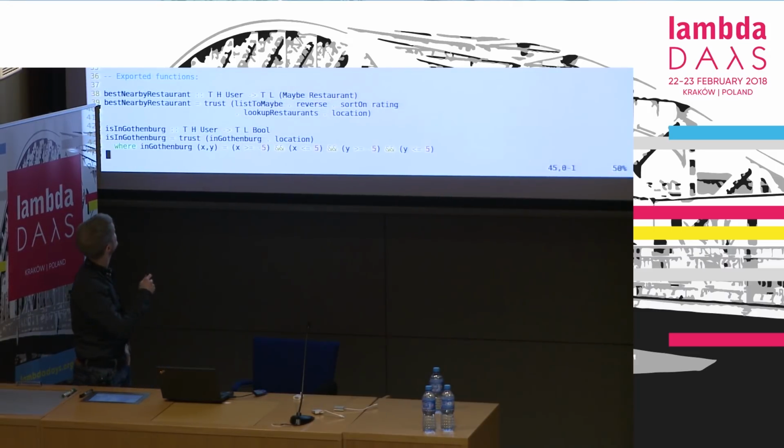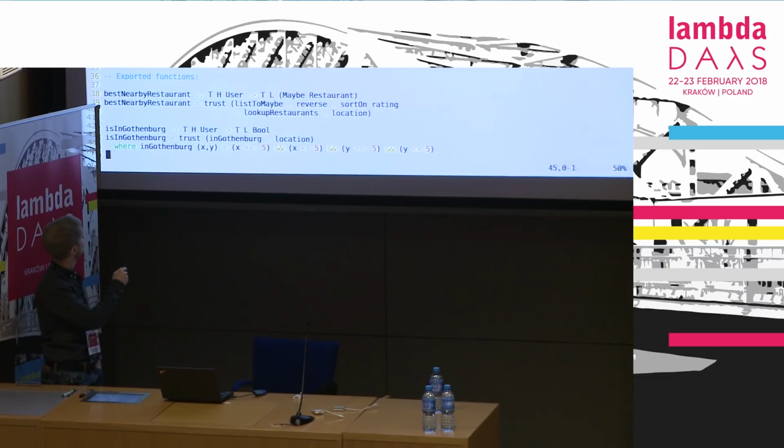So we have a location type, which is just a pair of integers. We have a type representing restaurants, and they have names, they have coordinates, which are these location things, and they have ratings, which is just an integer. We have some user. The idea is kind of a restaurant-finding app. So you have restaurants and you have users, and we know their location and we know how old they are. We can look up restaurants, and these are restaurants in Gothenburg.